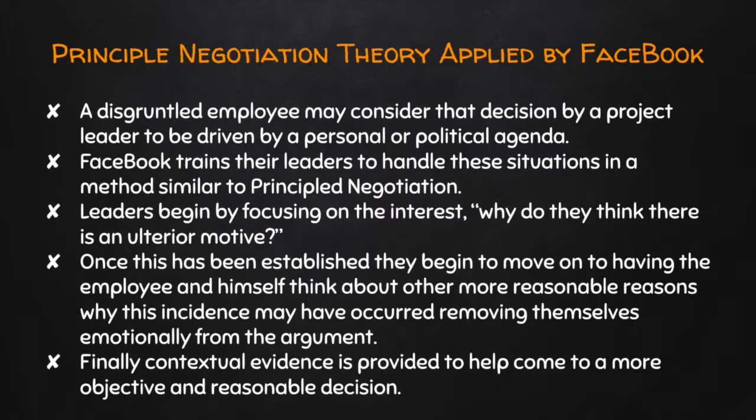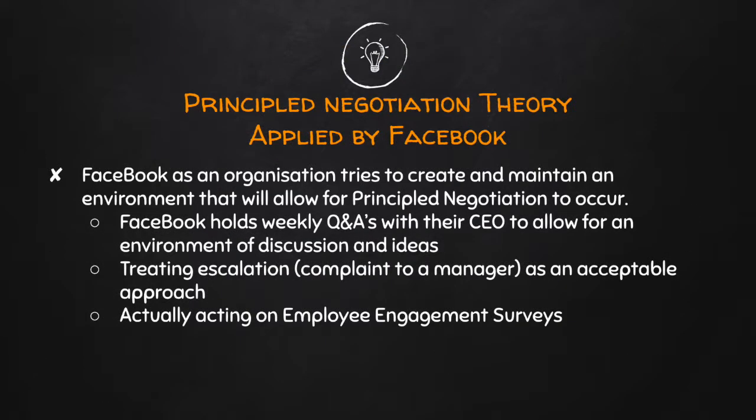With this established, the leader will begin to brainstorm with the employee other potential reasons why this has occurred, effectively removing themselves emotionally from the argument. Finally, with contextual evidence, the employee will come to a more reasonable and objective conclusion. In the workplace, what can be attributed to malice is usually a result of incompetence or poor communication. Something important to note is that Facebook creates and maintains an environment which allows for principled negotiation to occur.